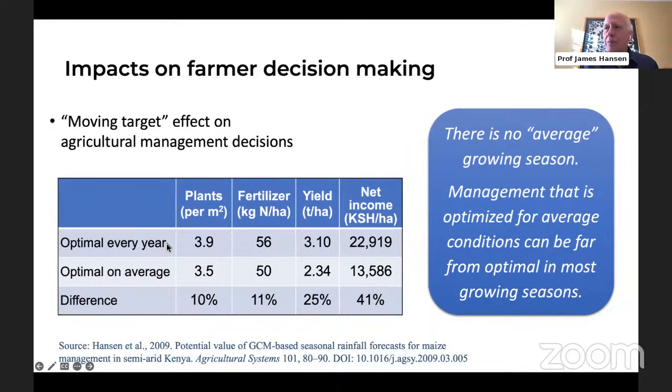If the farmer could anticipate what growing season rainfall would be like, and if she selected the optimal fertilizer rate and planting density for every year's actual weather data, so this requires perfect knowledge, average yield would be 3.1 tons per hectare with about 23,000 Kenyan shillings per hectare of net income.